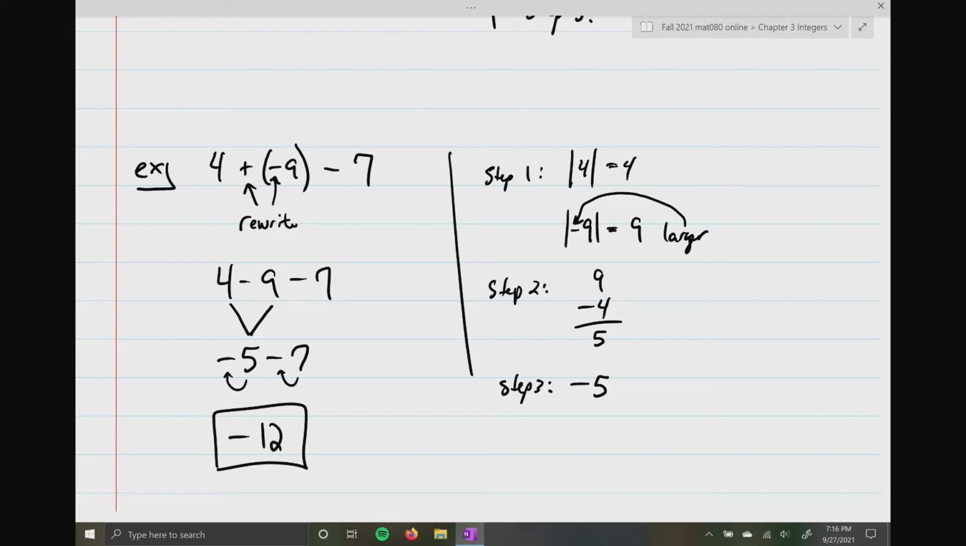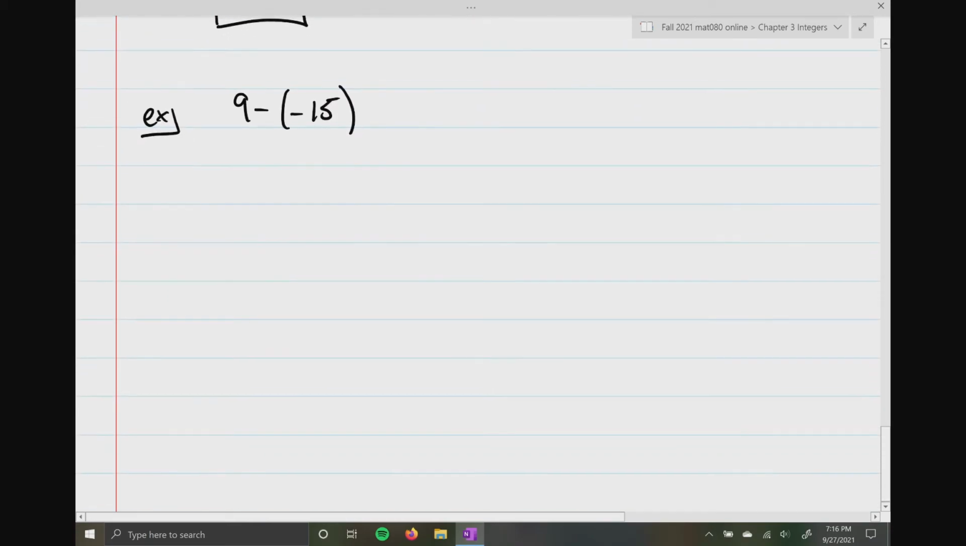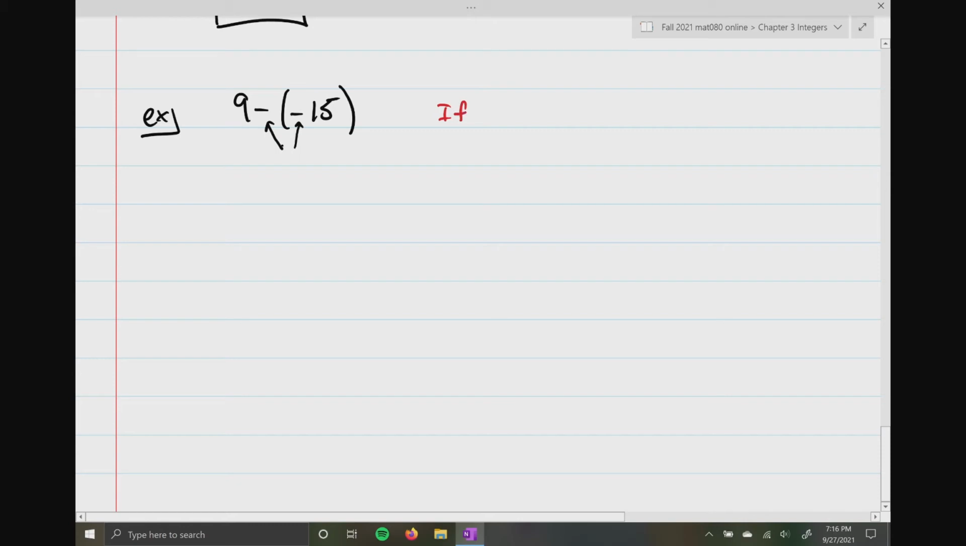But I want to go ahead because we may run into this situation right here. So if you notice in this problem right here, you have the two signs back to back again. Okay, you get the two signs back to back, but notice they're both the same. So if you have a negative and a negative back to back, just rewrite your problem with a plus sign. Okay? So 9 minus a negative 15 actually turns out to be 9 plus 15. And 9 plus 15 is going to be 24.